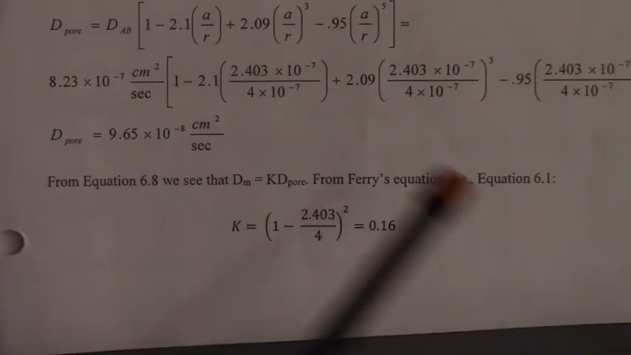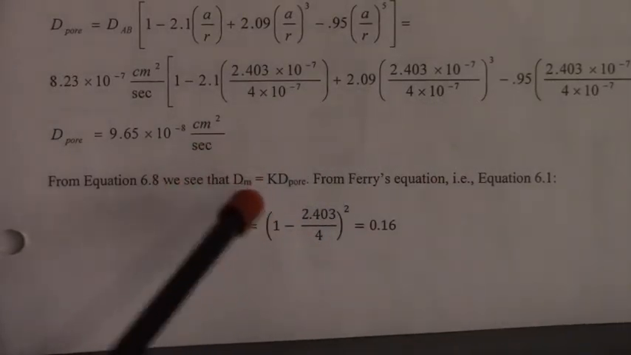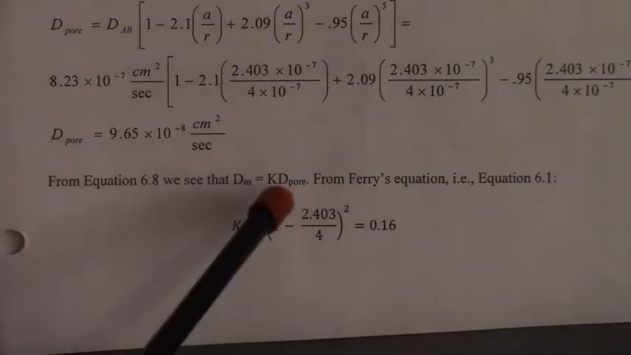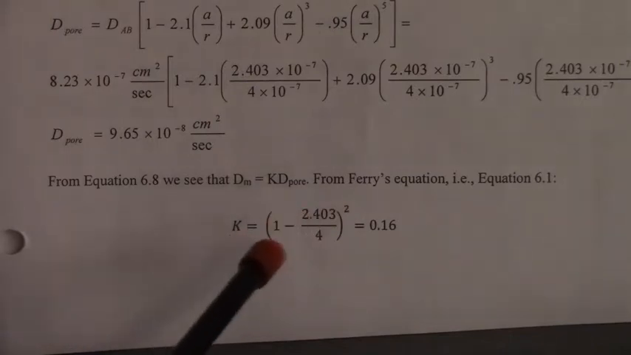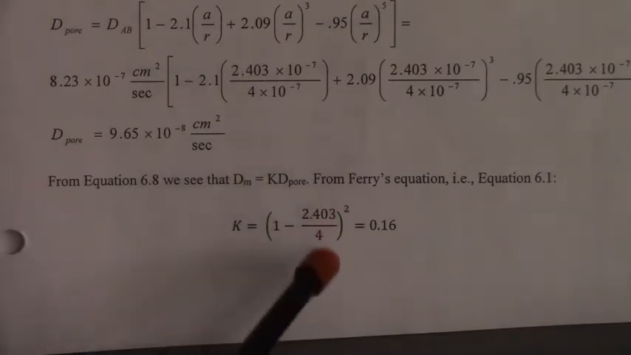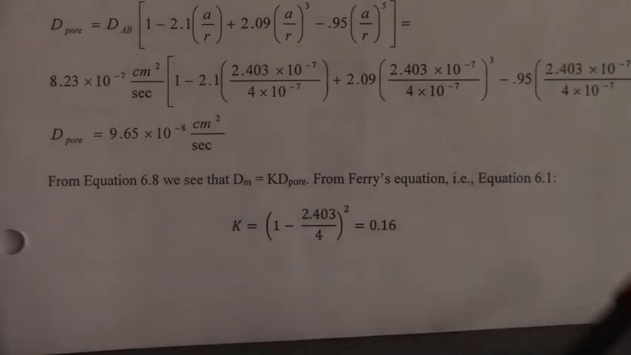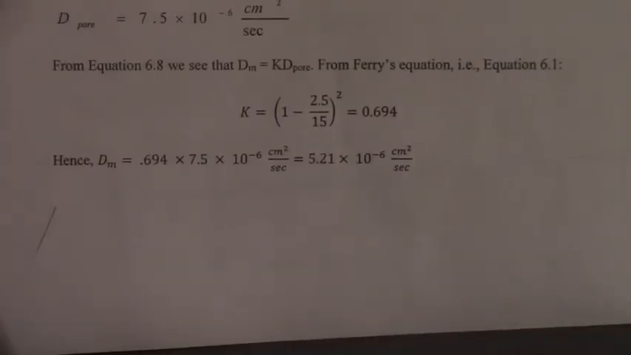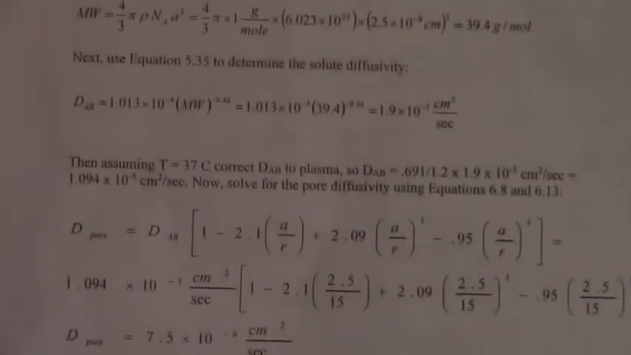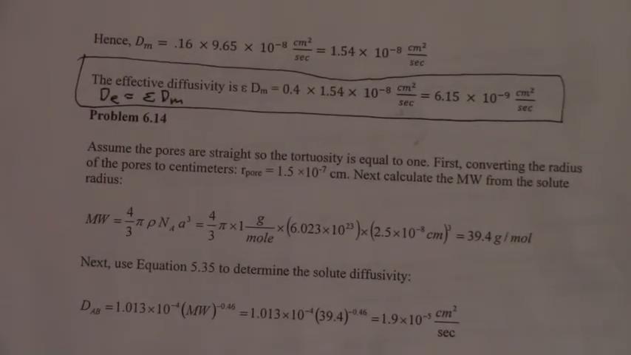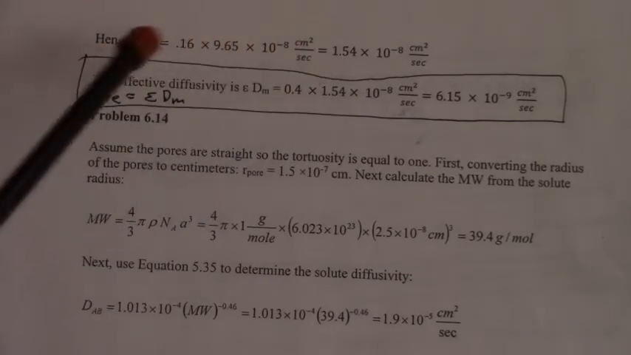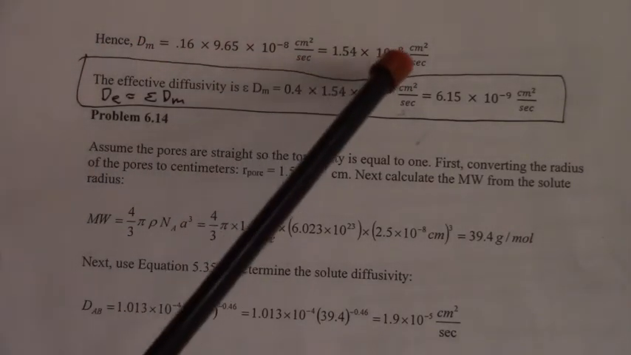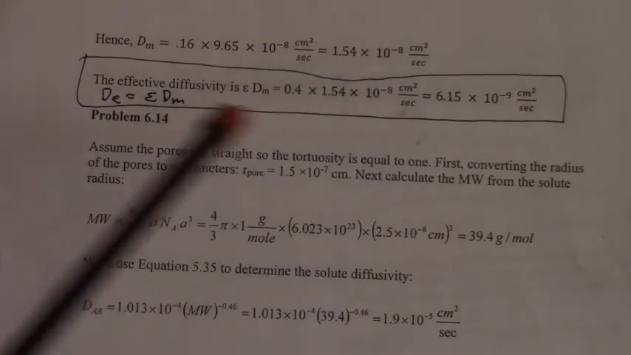And then from equation 6.8, we know that the membrane diffusivity, which we call Dm, takes into account the partitioning from the bulk solutions to get inside the pore. So that's where we use Ferry's equation. Here I'm just using the solute radius and the pore radius in nanometers, so we get a K value of 0.16. And then at the top of the next page, with that membrane diffusivity that we calculate here, 1.54 times 10 to the minus 8 square centimeters per second.